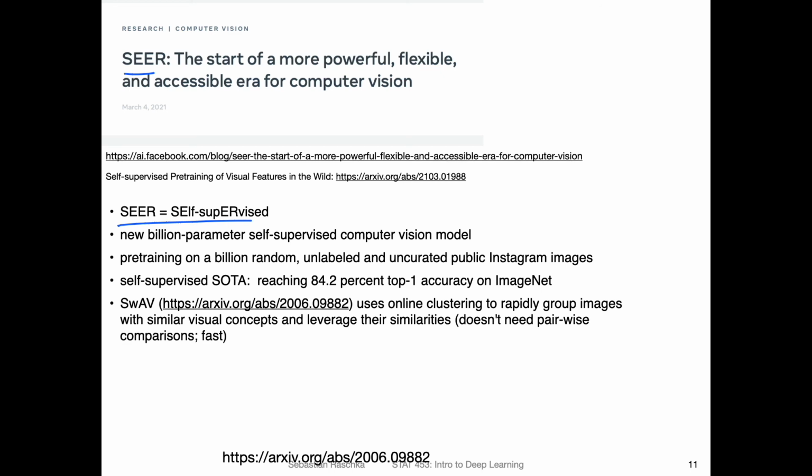What they did here is they trained a billion parameter model using self-supervised learning, and they used unlabeled data from Instagram. Doing that, they were able to reach a new state-of-the-art performance for self-supervised learning, getting 84.2% top 1 accuracy on ImageNet. How did they do that? They used an online clustering algorithm, which is actually a pretty efficient one. It's called SwAV, and this one doesn't rely on pairwise image comparisons. But again, since this is already a very long video, I don't want to go into too much detail.